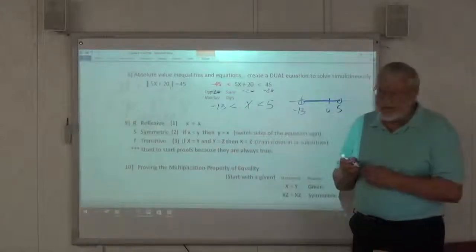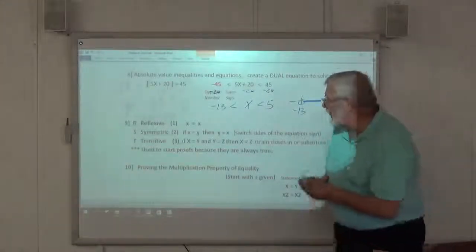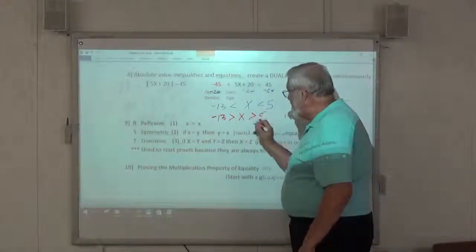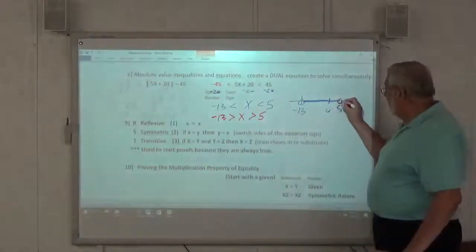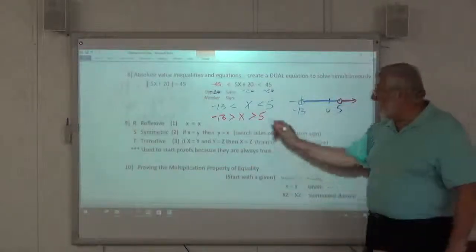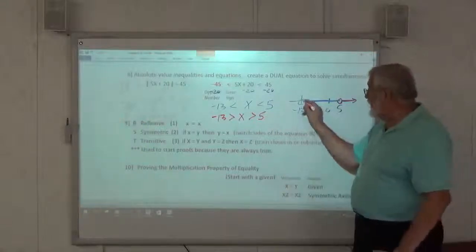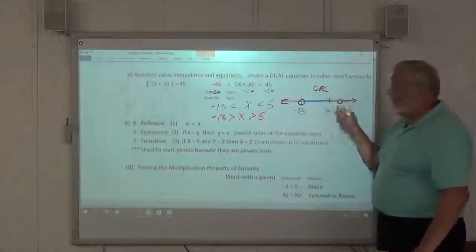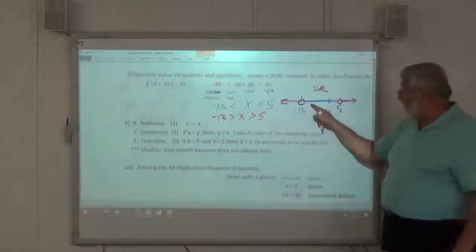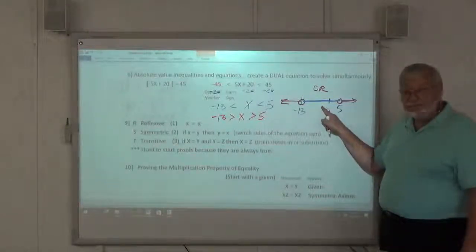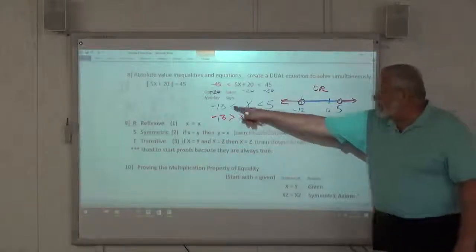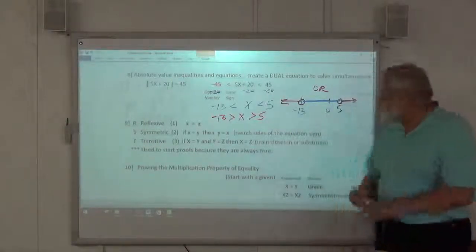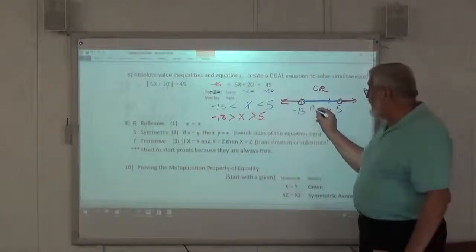If these things are switched, where is x greater than 5? Here, this way. Where is x smaller than negative 13? Here, this way. So when they're set up like this, I'm on one or the other. This is and. I'm on this one, and I'm on this one at the same time. Right? So, this is called disjunction. And this is called conjunction.